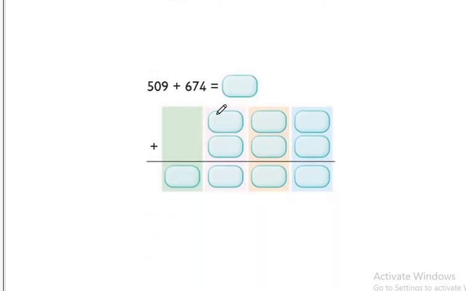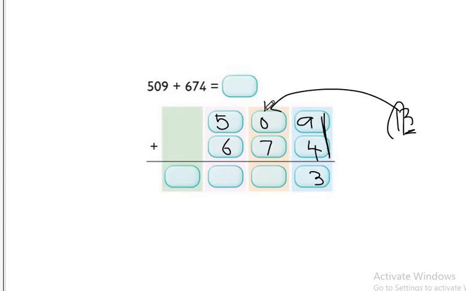We'll discuss one more question. 509. We have to add 674. Again, we start with the right side, that is the number in the ones place. So 9 plus 4 is 13. I can't simply write 13 here. Instead, I should write 3. And the 1, I move it to the next, that is the tens place. So 1 will come here. So 7 plus 1 is 8. 0, no need to add, right?